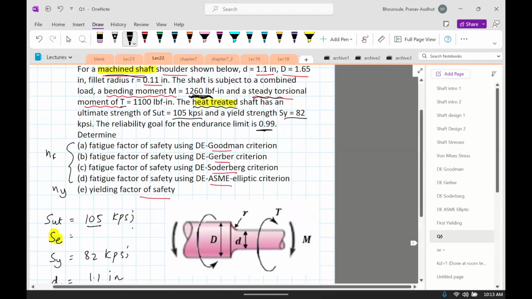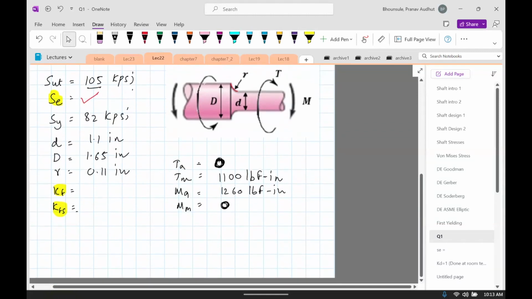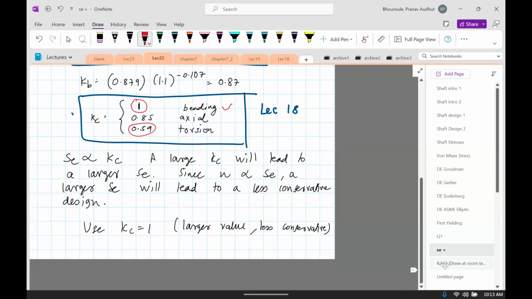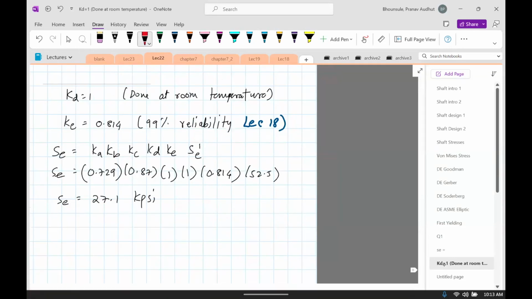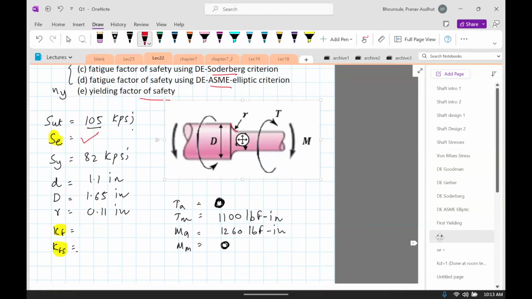Okay, now we've got this. Now let's go to Kf and Kfs. So how do we compute Kf and Kfs? First of all, do we need Kf and Kfs? If you look at this geometry, you'll see that there is a change in geometry. It changes from capital D to small d through a fillet, and that basically introduces a stress concentration.